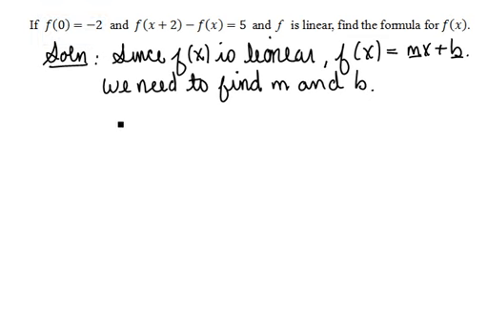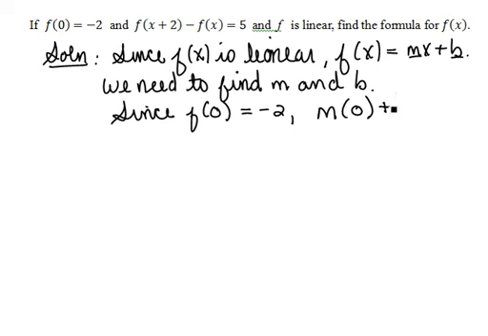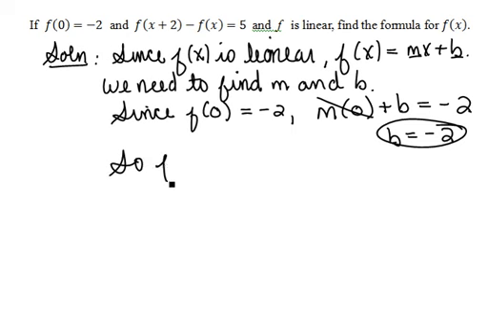So let's start with the fact that f of 0 is equal to negative 2, and let's see what that tells us. Let's plug 0 into this formula for our function. F of 0 is m times 0 plus b, and that's supposed to be equal to negative 2. Well, this is just 0, so that tells us that b is equal to negative 2. So we've got one of our unknowns. Now we know f of x is equal to mx minus 2. Now we just have to find the m.